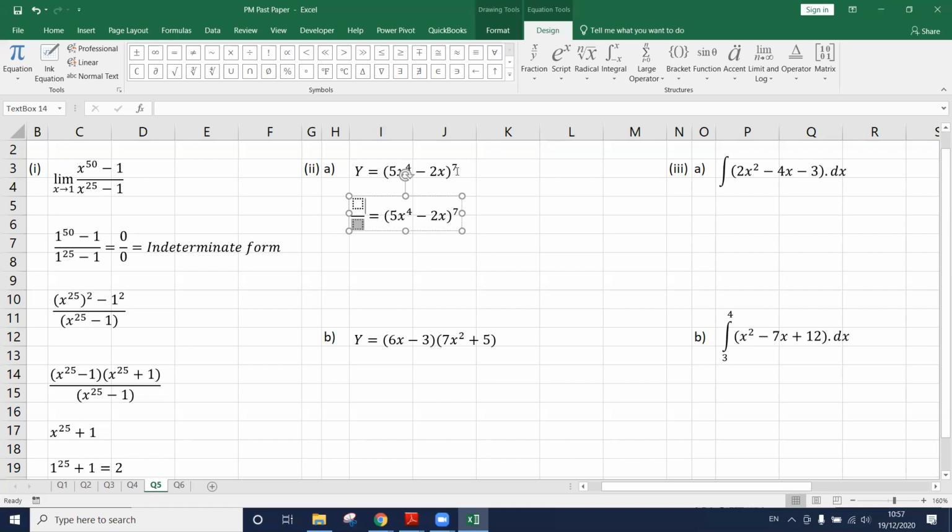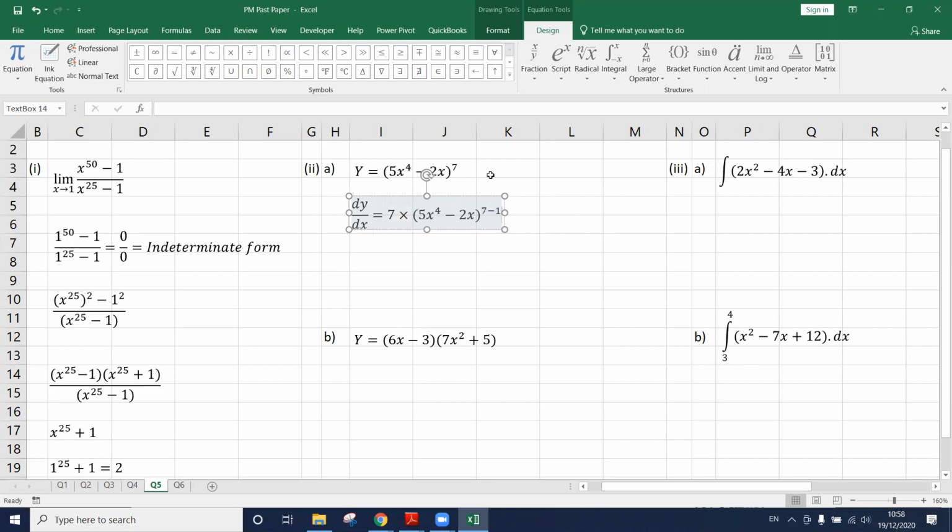If we have a function of this type, 5x to the power 4 minus 2x, the whole to the power 7, what do we do? First, whatever the power value, we need to multiply this function by the power value. The power is 7, therefore we need to multiply this by 7. Then we need to deduct 1 from the power. From this 7, we need to deduct 1.